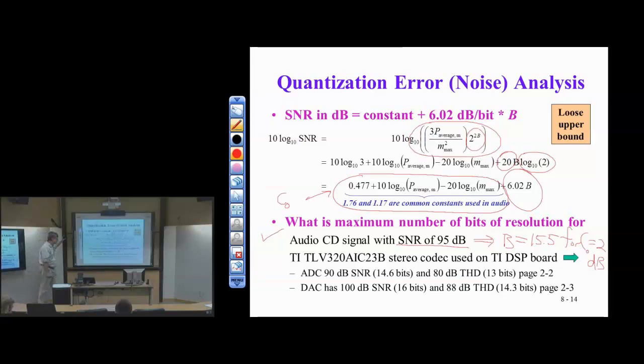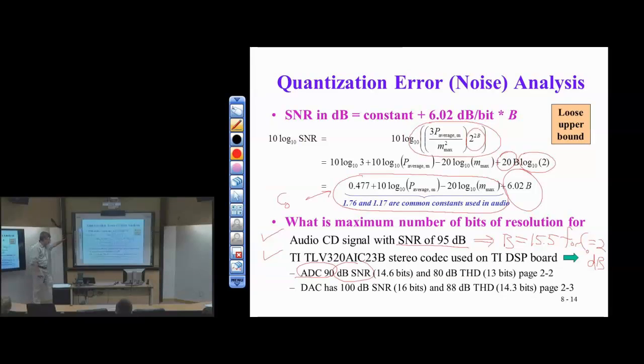Now, on your board in the lab component, you look up the spec sheet, and it tells you that the analog to digital converter has 90 dB of SNR. So you run the formula on this, and you get 14.6 bits. Now, you've been reading 16 bits out of this thing for all lab, but guess what? You got 14 good bits. The 15th bit is okay, and the 16th bit's a bunch of noise.